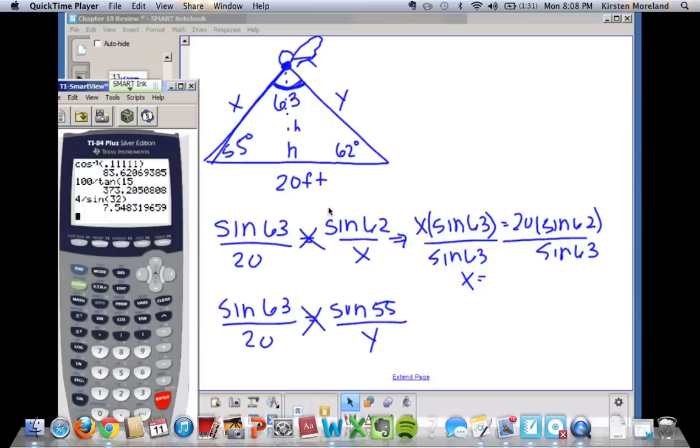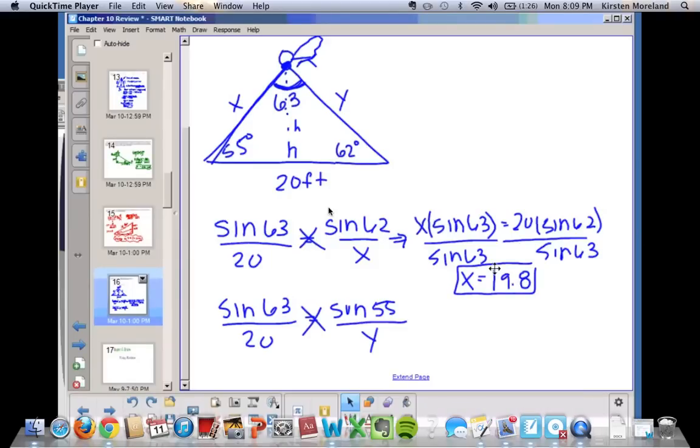Okay, so I type that in my calculator when I cross multiply, and I'm going to find that the student standing by the 55-degree angle is 19.6 or 19.8 feet away from Superman.